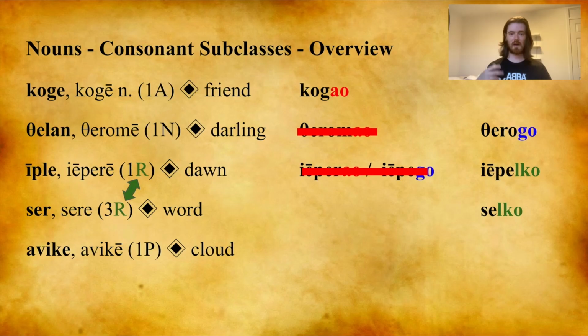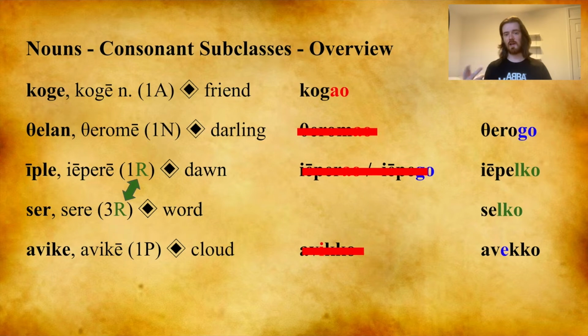Consonant subclasses also fall prey to vowel variation within the stem, such that avike, which means cloud, belongs to the first declension plosive subclass. You would expect it then to take the genitive aviko, where ko with a geminate k is the genitive singular, replacing the final plosive sound of the stem. However, the genitive singular is actually aveko, because the a replaces the e as part of the stem.